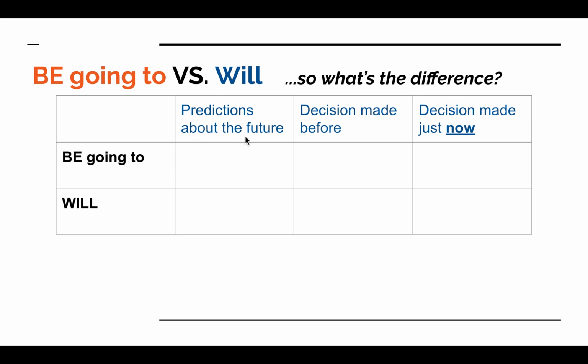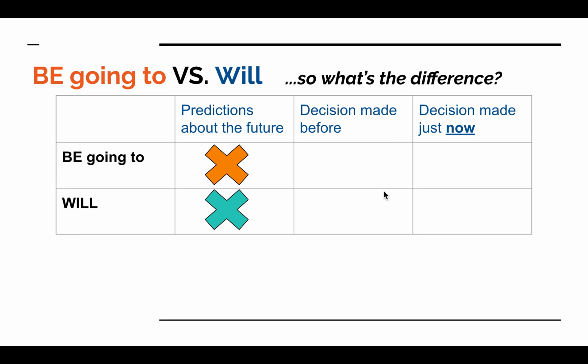So to talk about predictions about the future, do you think we'll use be going to or will? We will use be going to talk about predictions about the future, and also will, right? So we can use both of these. There's no difference.